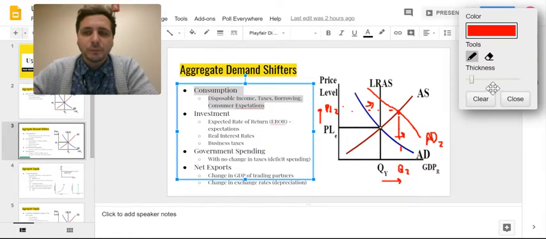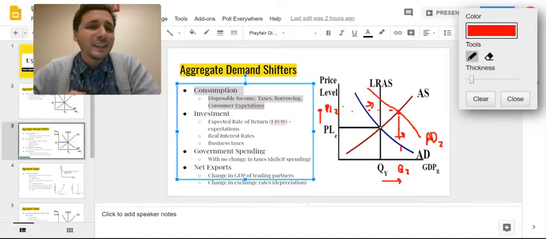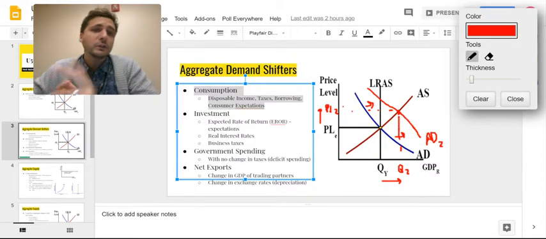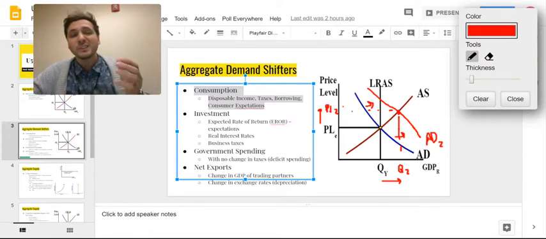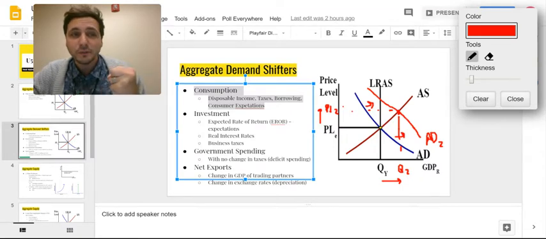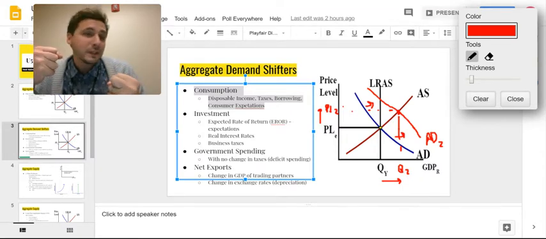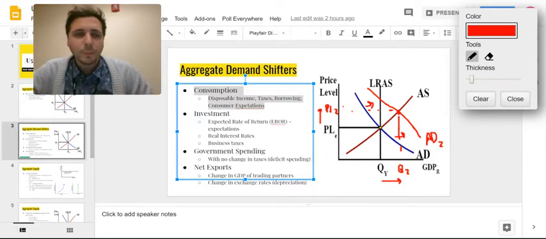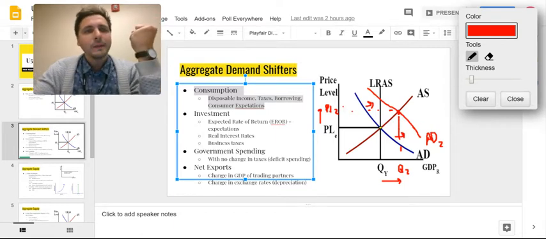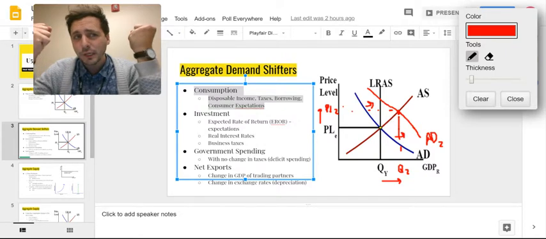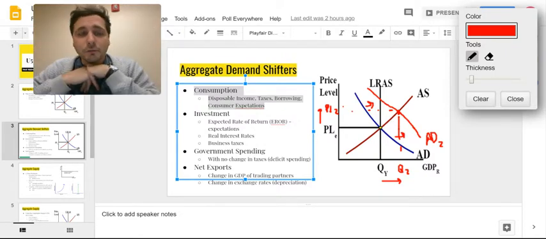Next up, we have investment. For investment, we're talking about the demand of businesses. What can change how much businesses demand? There are two sides to this: the expected rate of return and the real interest rate. Whenever a business is deciding to invest, they're deciding based on how much money they think they can make in the future versus how much it's going to cost them to take out the loan to make that purchase, to buy that equipment or to put in that new warehouse. As long as the expected rate of return is higher than the real interest rate I have to pay, that is a go. I'm going to invest.